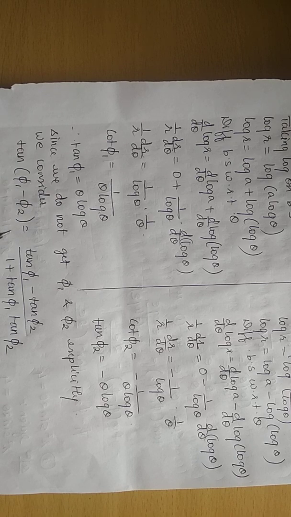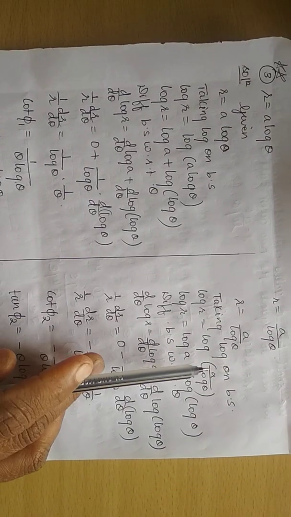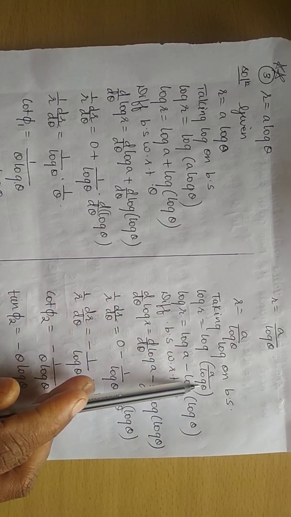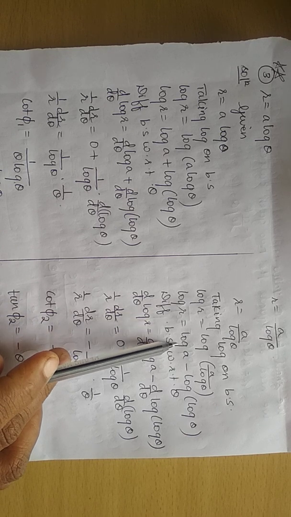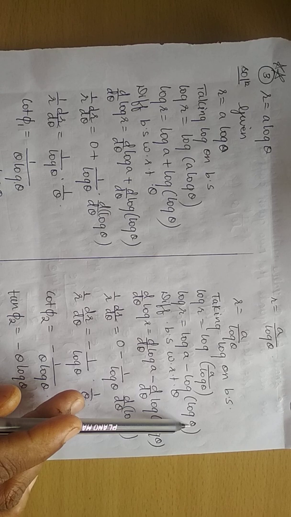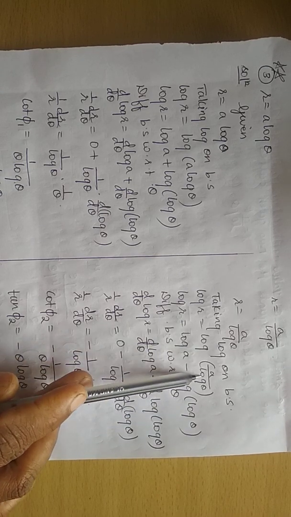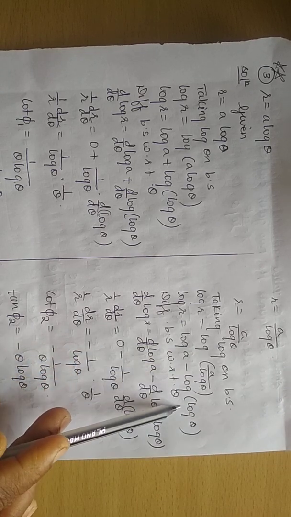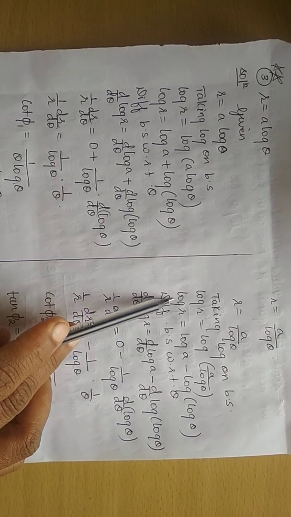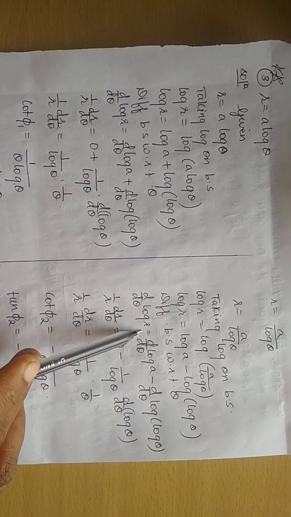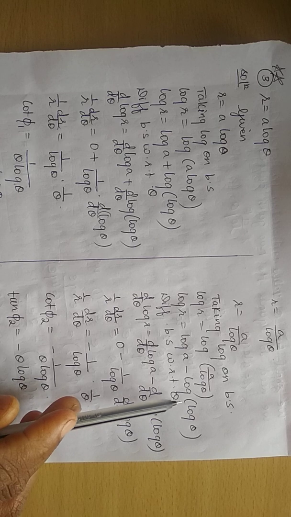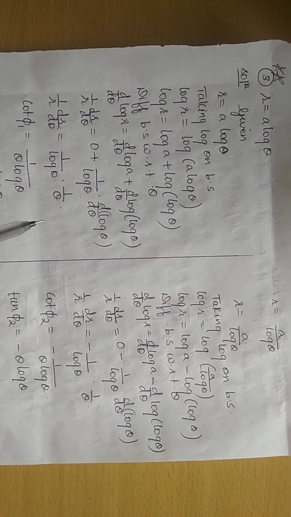Next, for the second curve we will start now. Taking log on both sides, log r is equal to log of a upon log theta. So log r is equal to log a minus log of log theta. Why? Because this is log a by b, so log a minus log b. Differentiating both sides with respect to theta, derivative of log r with respect to theta is equal to derivative of log a with respect to theta minus derivative of log theta with respect to theta.